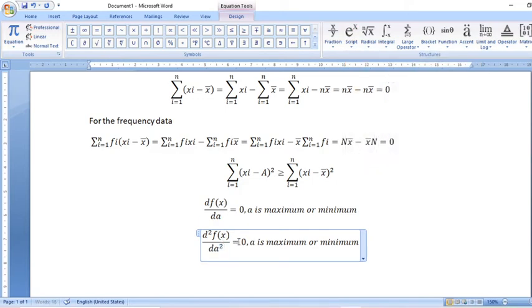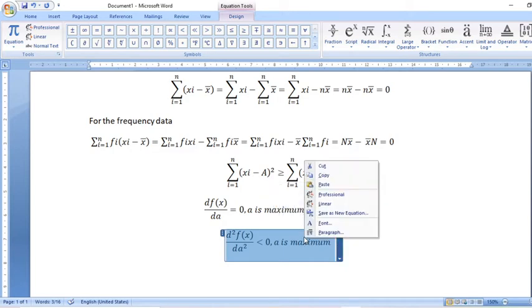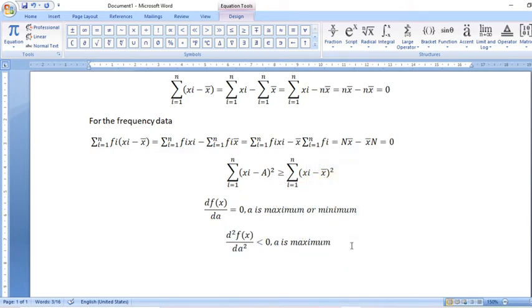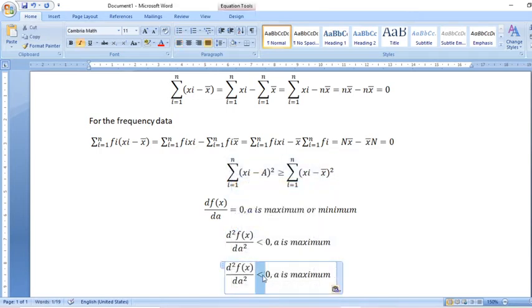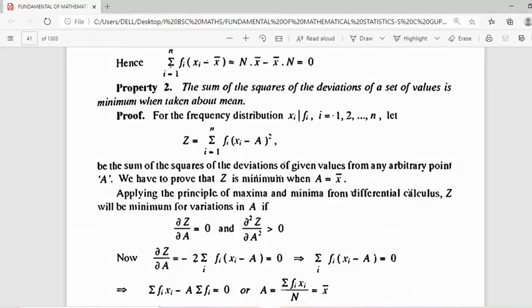If it is less than 0, the point A is a maximum. If it is greater than 0, the point A is a minimum. So this is the idea. This is the mathematical idea we are adopting for finding the point of minimum or maximum.